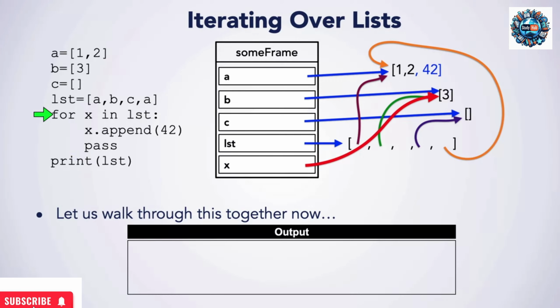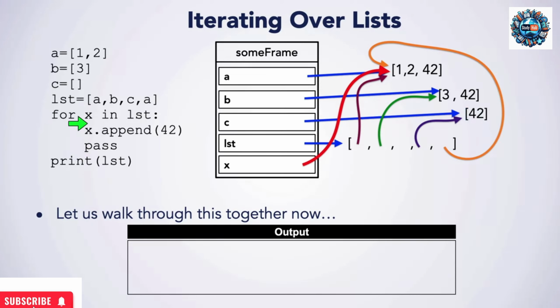So now x points at list 3 in the heap. We go inside the loop body, append 42 to the list that x references, go to the end of the loop, and back to the top where we update x to now be the next element. We go inside the loop again, append 42, finish our loop, and go back to the top, updating x to be the last element of the list.